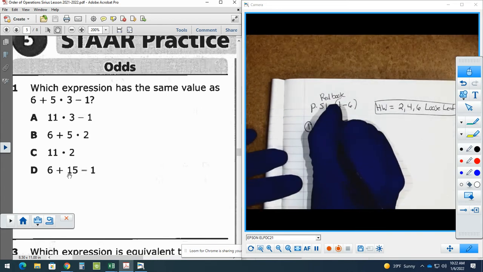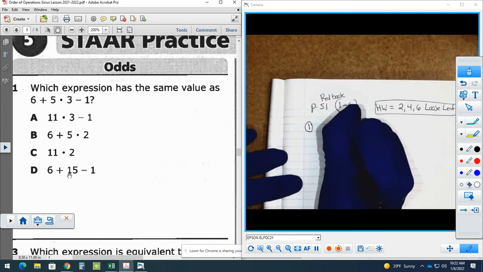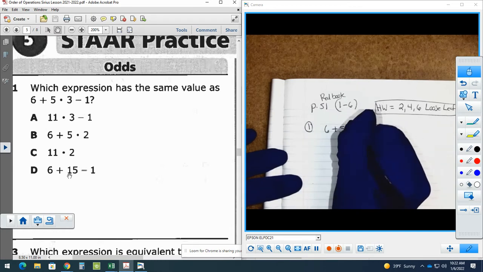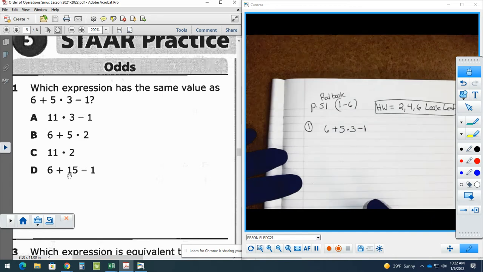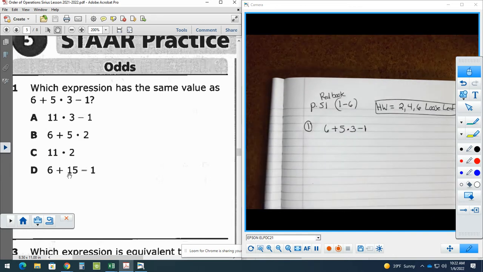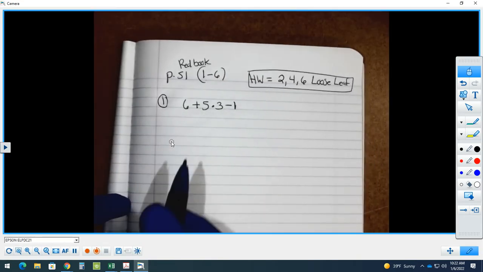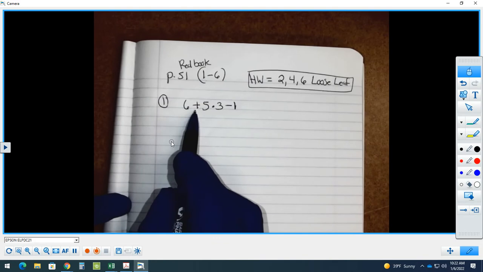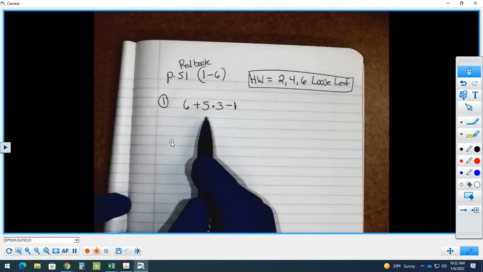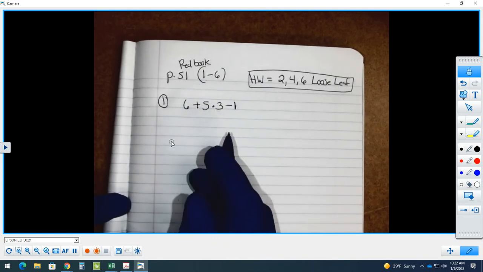Number 1 says 6 plus 5 times 3 minus 1. Okay? Now that I copied it, I'm going to make it large so you can see better. And we have a problem that wants us to add, multiply, and subtract. So there's many operations.